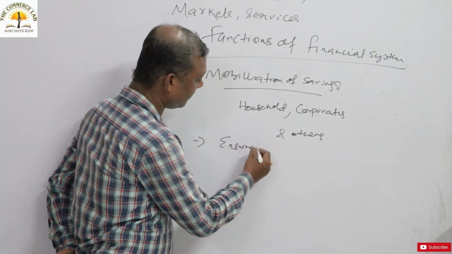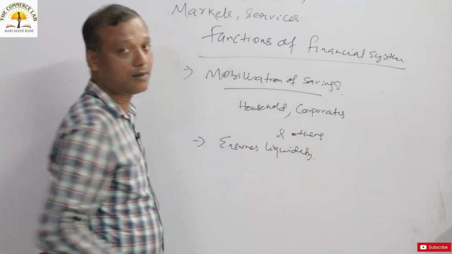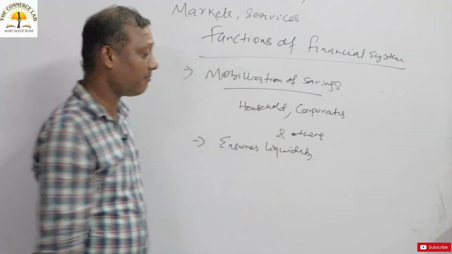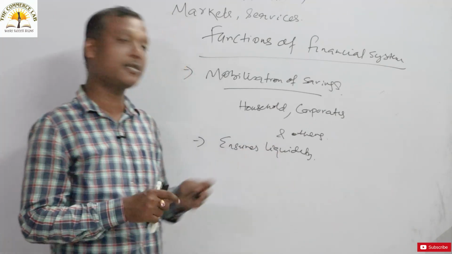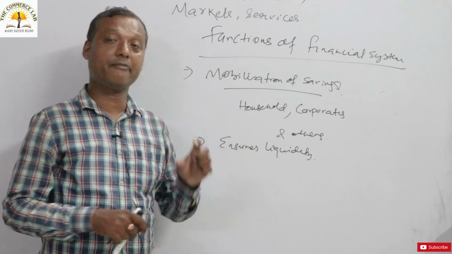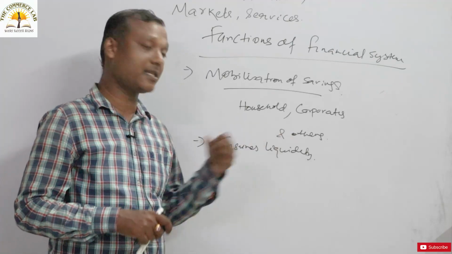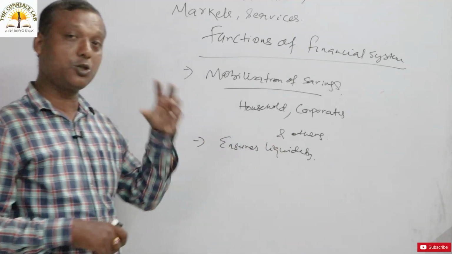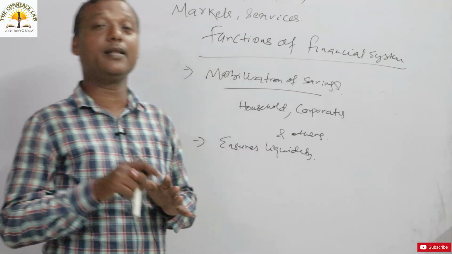Then the second point: ensures liquidity. It is a very important point for the functioning of the financial system. Different financial organizations will not only collect the money, not only collect the savings, but also have to ensure liquidity in the economy.